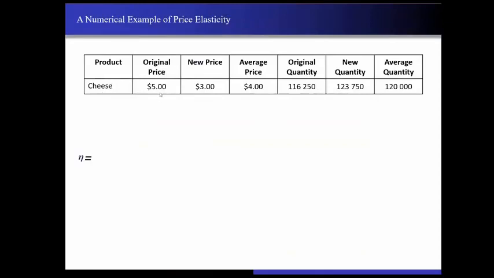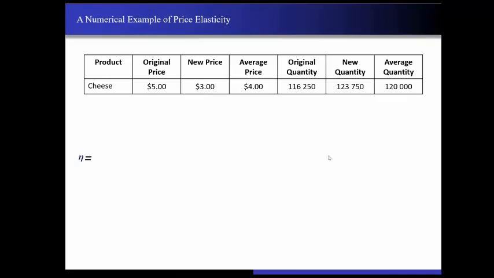We have the original price, we have the new price. We're told the average price. We don't need to be told it because we could just look at this and we know that the average is exactly what's in between, which would be 4. We know that when the price is $5, the quantity was 116,250. At this new price of $3, the quantity is 123,750. The average of these two numbers is 120,000.